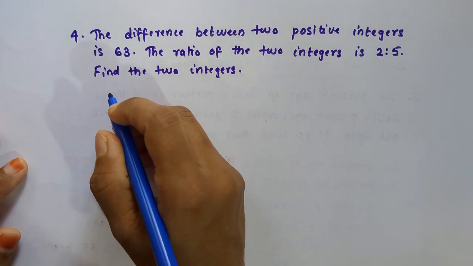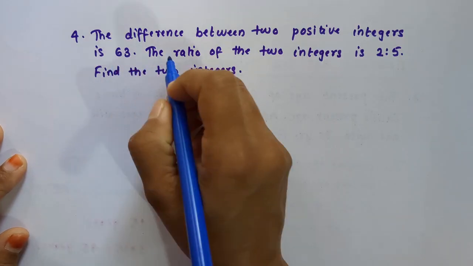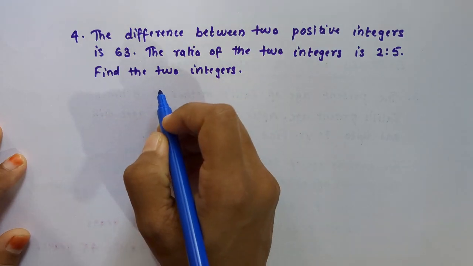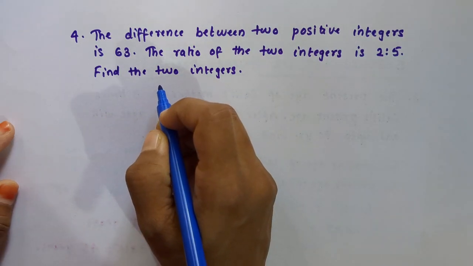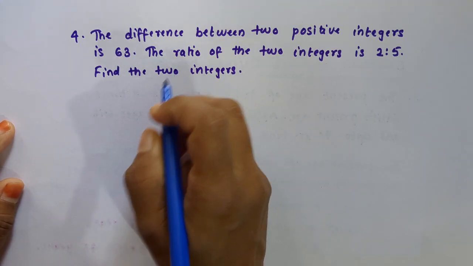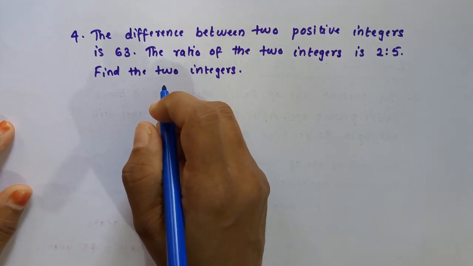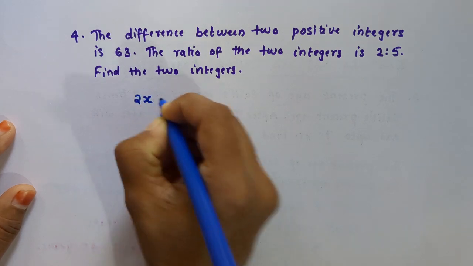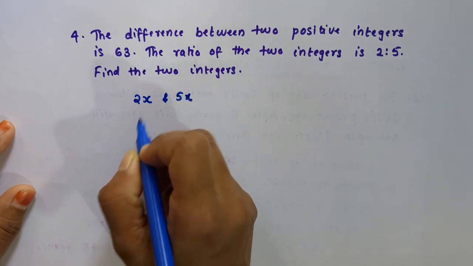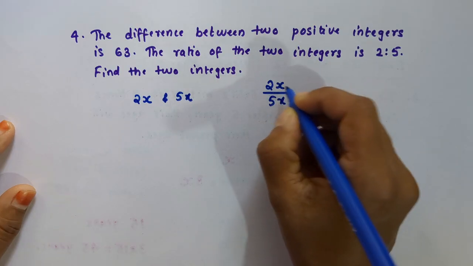Now, let us discuss the fourth question. The difference between two positive integers is 63. The ratio of the two integers is 2:5. Find the two integers. So here we have to consider two positive integers. Their difference is 63 and their ratio is 2:5. That is, when we take their ratio, we have to get 2/5. So let the two integers be 2x and 5x. Then when we take the ratio of these two integers, 2x divided by 5x, x cancels.